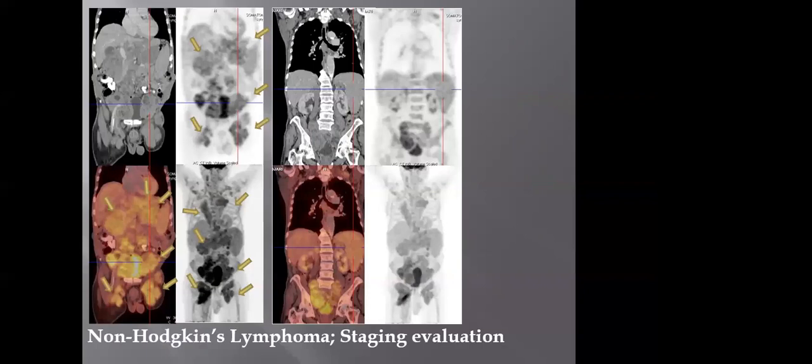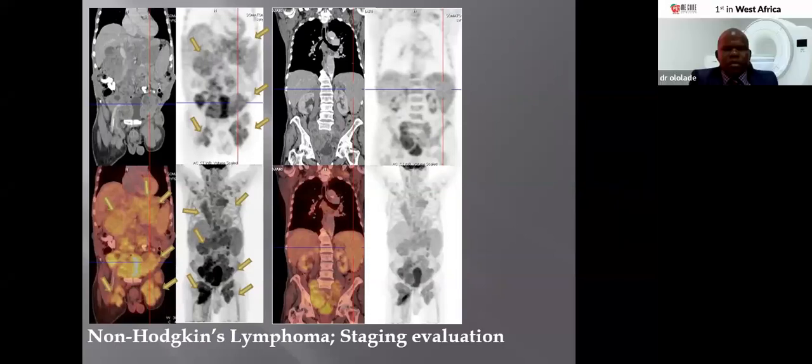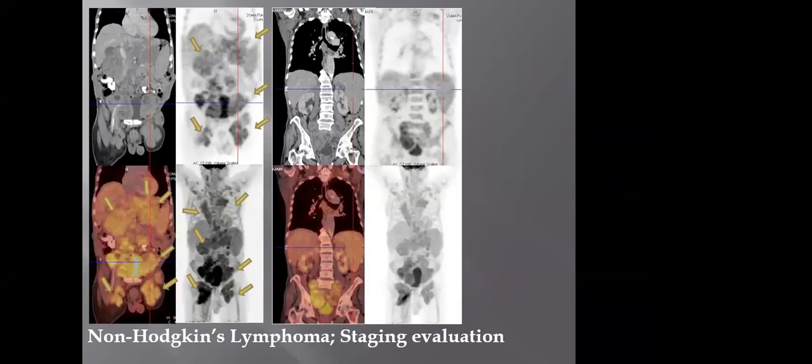This is a case of non-Hodgkin's lymphoma who came for a staging evaluation. It showed adenopathy right from the neck, axilla, mediastinum, abdomen, pelvis, and inguinal region, and also involvement of the spleen. So accurate staging is what is offered by PET scan. Next slide, please.